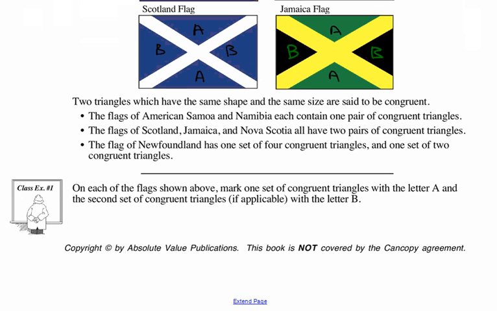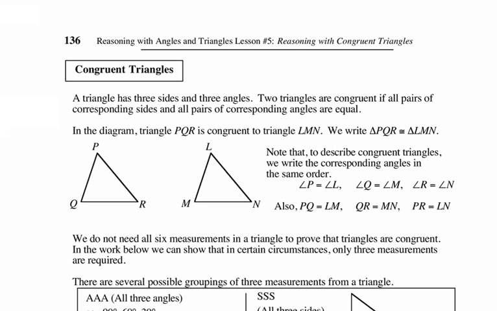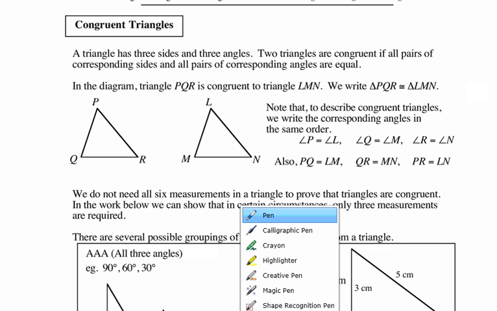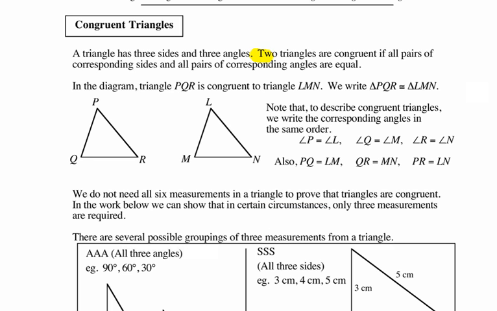Okay, so what makes triangles congruent? On each of the flags above, we marked which ones are congruent. A triangle has three sides and three angles. Two triangles are congruent if all pairs of corresponding sides and all pairs of corresponding angles are equal.